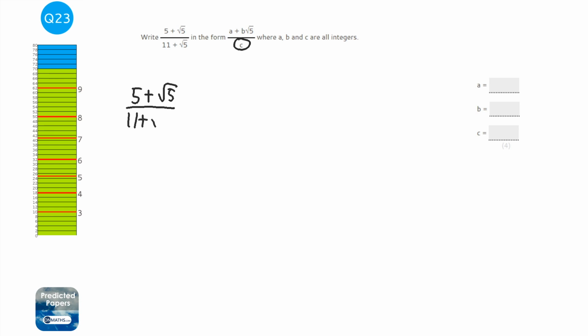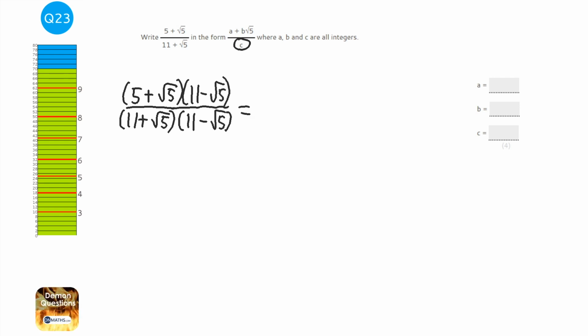Now the only way we can do that with this question is if we times top and bottom by kind of the opposite of what it shows at the bottom. So instead of 11 plus root 5, I'm going to times it by 11 minus root 5. But if I do that to the bottom, to keep the fraction the same, I must do it to the top. So that creates a kind of quadratic surd.